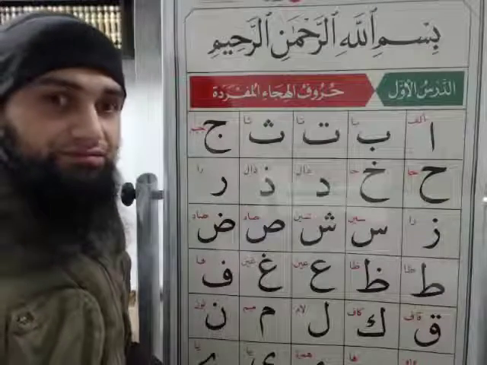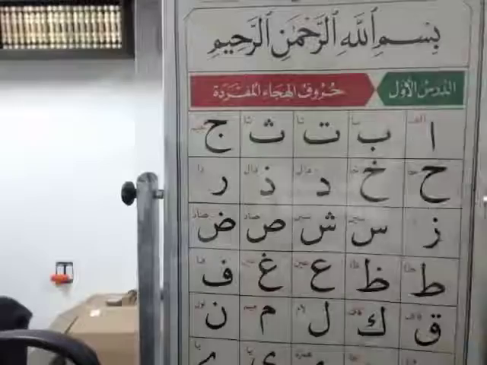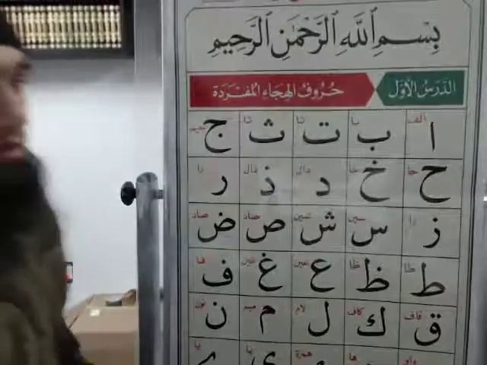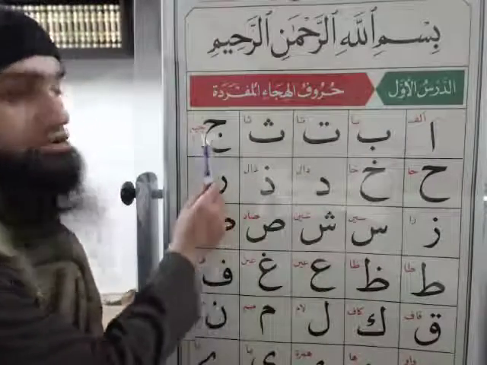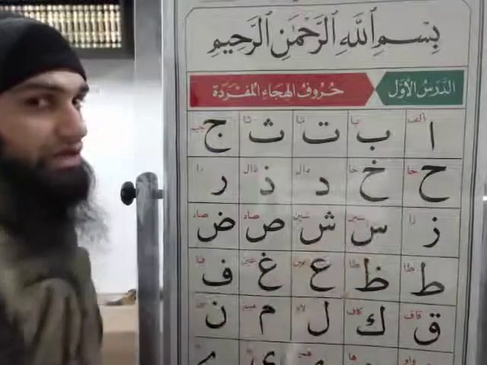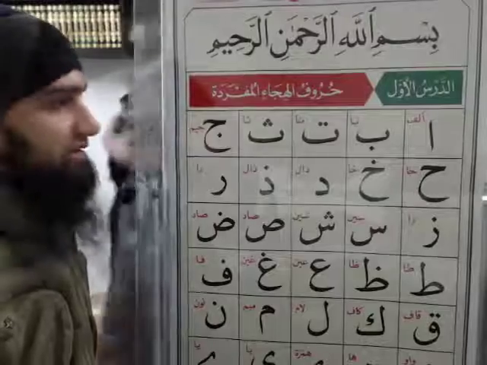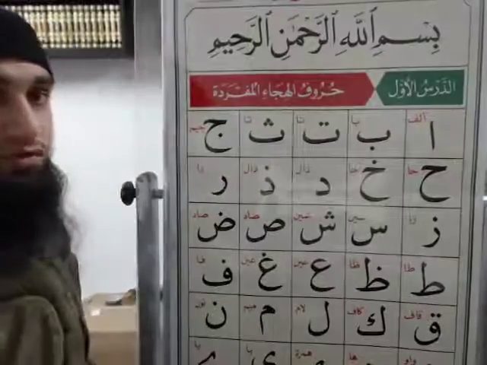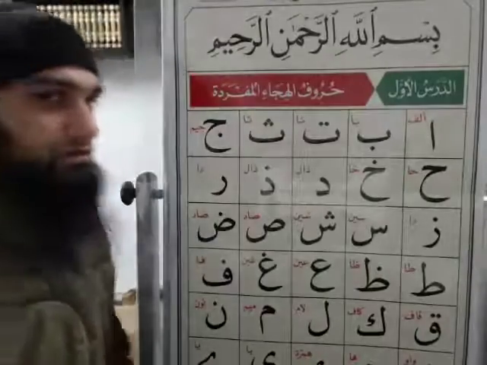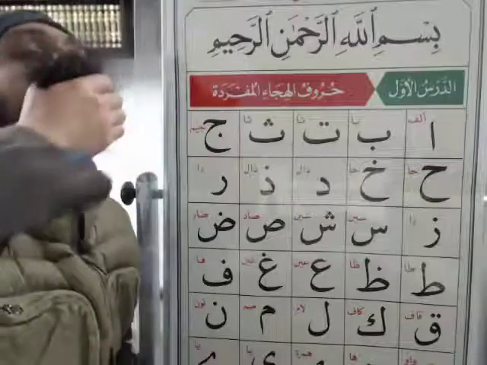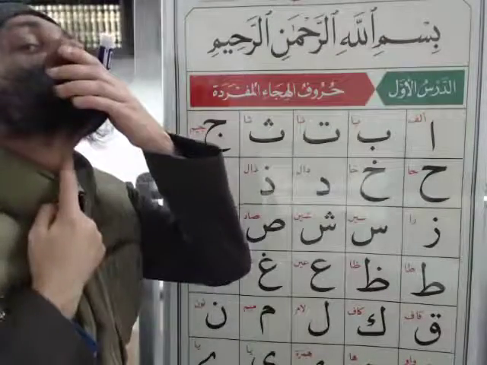Okay, now next letter. The next letter looks like Jim, but has no dot. Jim has a dot on the bottom, but this has no dot. Now this letter is also a light letter, ends with alif, so you're going to make it long. It comes from the middle of the throat. The middle of the throat. Okay. My beard is blocking. Okay. The middle of the throat.